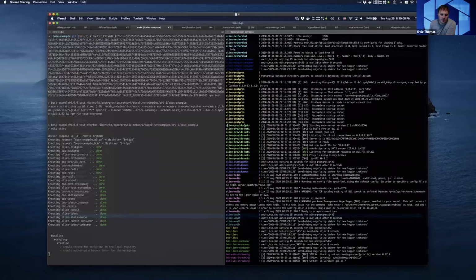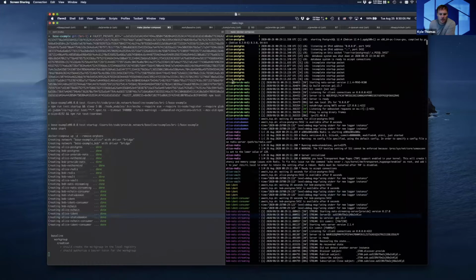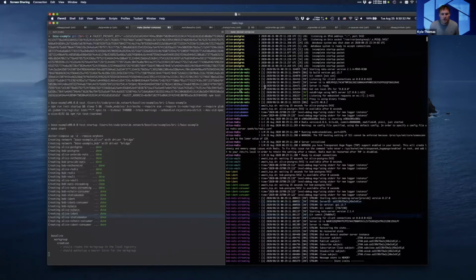This is an enterprise-grade authentication and authorization service called Ident that vends these tokens, which then provide explicit access to specific subjects. For example, Bob authorizes a specific set of subjects for Alice, signs the token, and then delivers it to Alice when he invites her to this baseline work group.